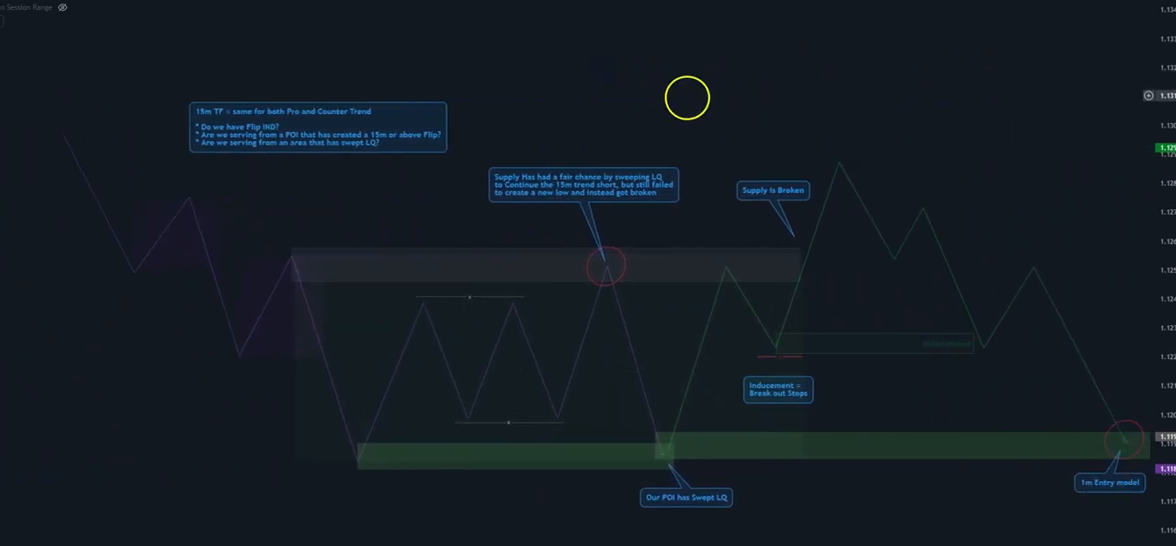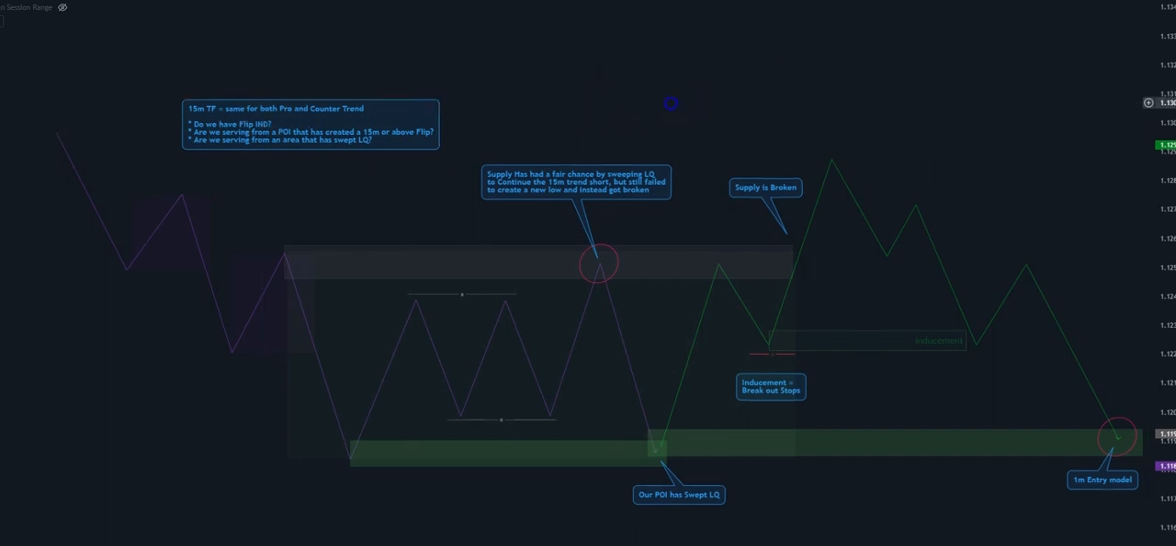Okay, so now onto the 15-minute time frame. Now on 15-minute, there's no more pro or counter trend setups, it's just the same setup, either way we're going. So this is either the supply pulling back into our pro trend range, most recent range, or this is supply coming into our strong counter trend point of interest. And it's pretty much the same details as the counter trend.